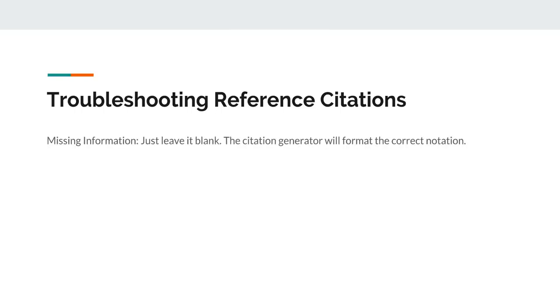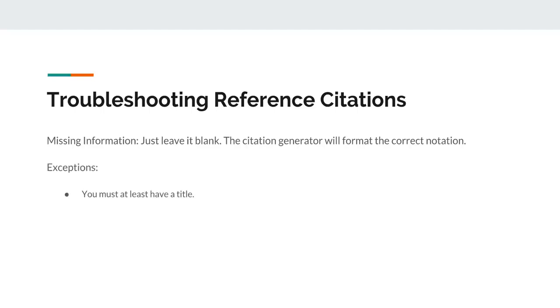First off, if you have missing information, if you don't have information, it doesn't exist for one of the fields that you need to fill in on the NoodleTools generator, just leave it blank. The citation generator will format the correct notation of that missing information if it needs one, or it'll just not be in the citation because it doesn't exist. That's fine. That's what makes the citation generator so useful.